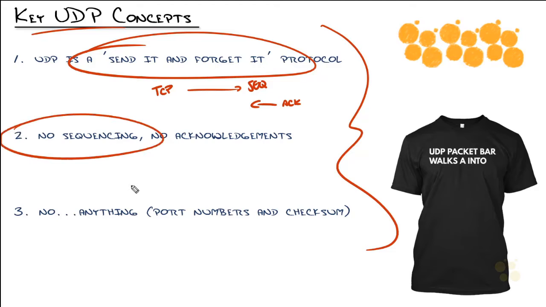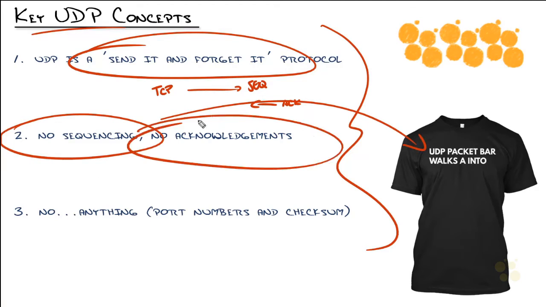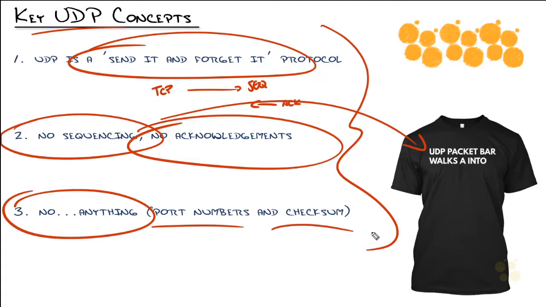There's no sequencing, as in no way of putting it back in order. There's no acknowledgements, no way to ensure that it was received by the other side. There's really nothing beyond port numbers and a little checksum in the header to make sure the data didn't get corrupted. So you might go, well, who would even want to use this protocol? And the answer is a lot of things.